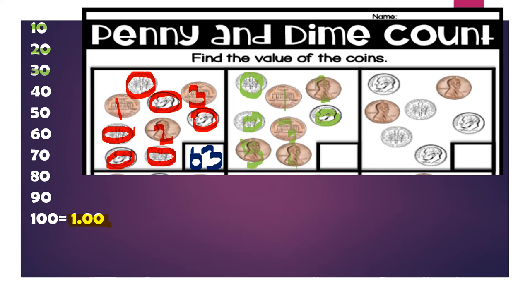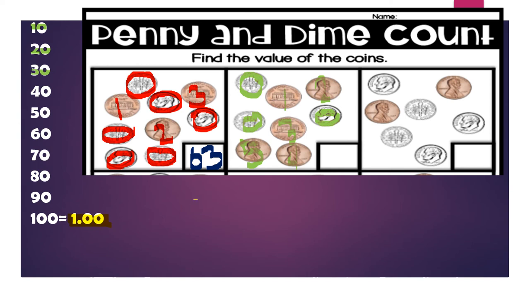1, 2, 3, 4, 5. So if you have 30, oh, and that's not a good color to use. Okay. If you have 30 and you count up 5, what number is it?